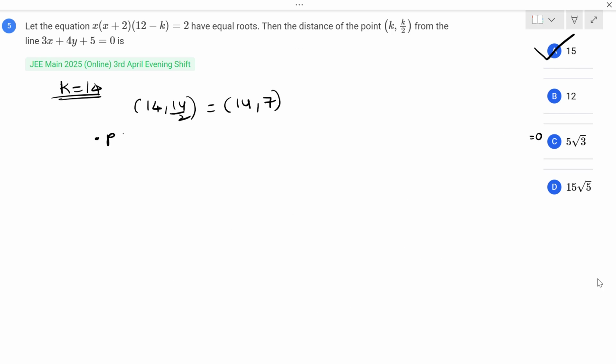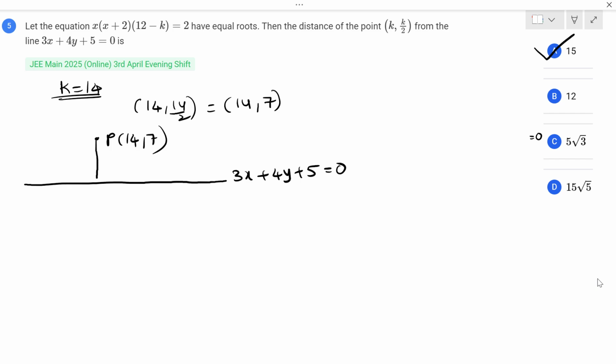This is the point P, 14 comma 7. He is asking us the distance of point P to the straight line, which is 3x plus 4y plus 5 is equal to 0. Now let us suppose I drop the perpendicular, and it meets the line at Q. If I know the point Q, the deal is done, because I want d perpendicular, which is nothing but the PQ distance only. I can use the distance between the points P and Q to find the PQ distance. The only thing is, how can I know the point Q?